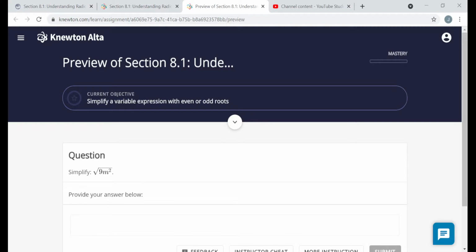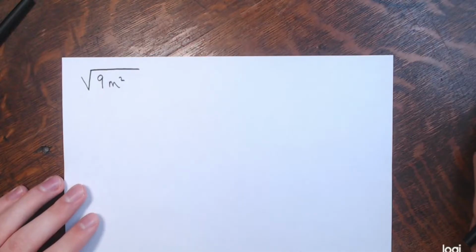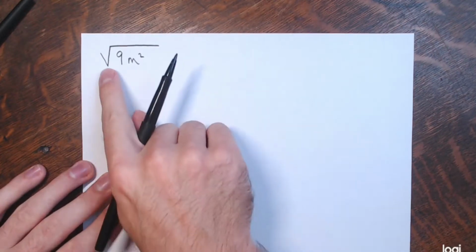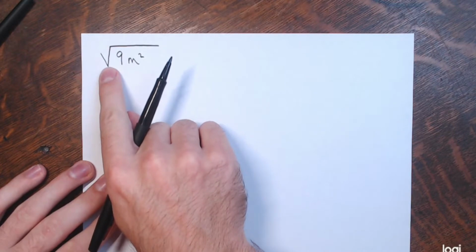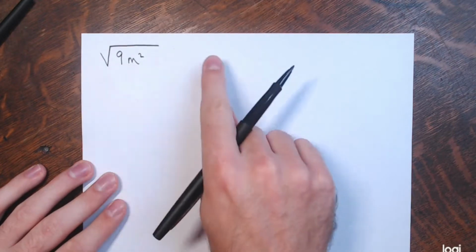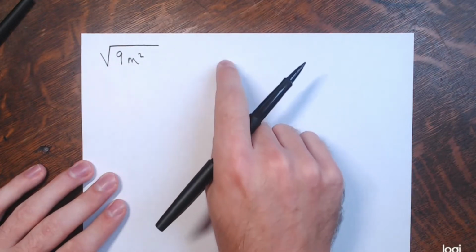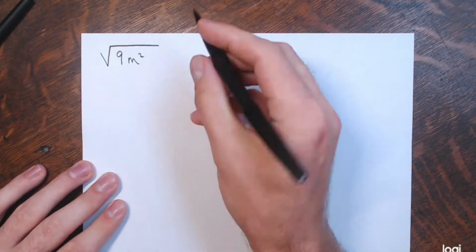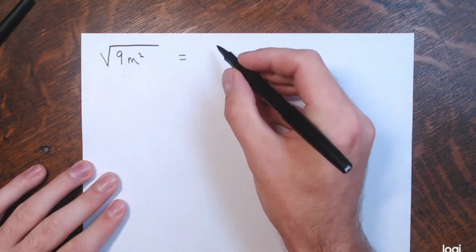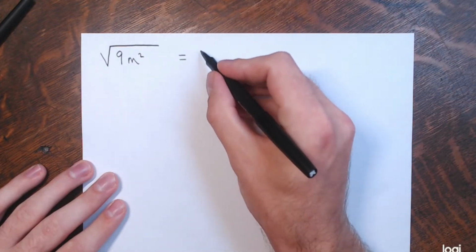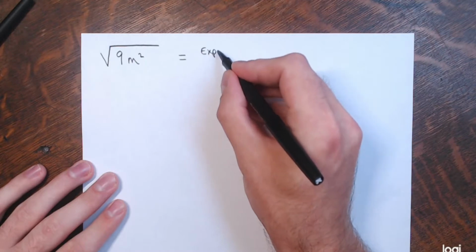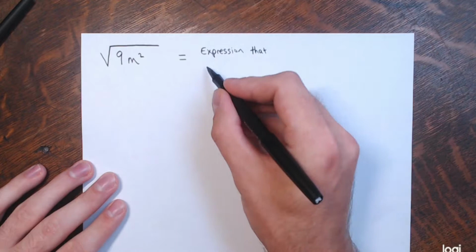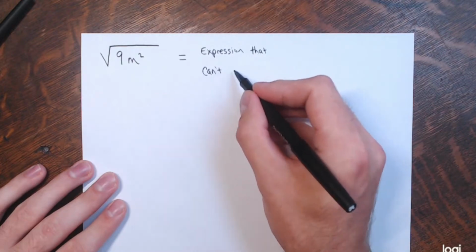So once again, I'll write this up, bring it back. Okay. So we have the square root. Remember, this is the principal square root. So my result can't be negative for any value of m. All right. So this is going to be equal to some expression that can't be negative for any value of m.